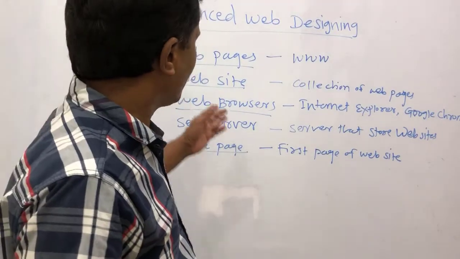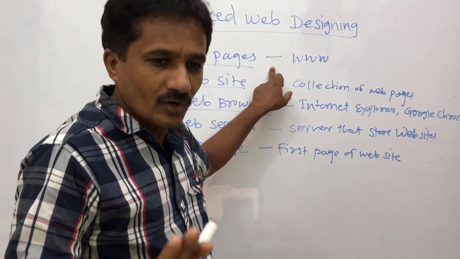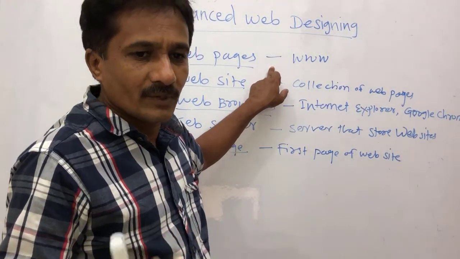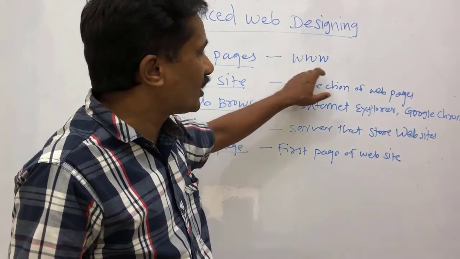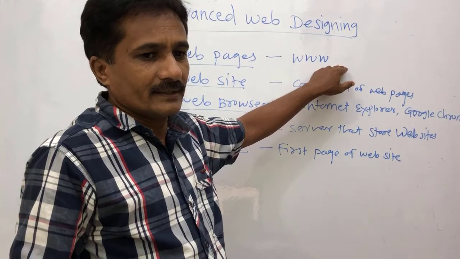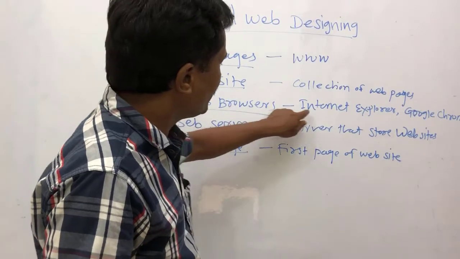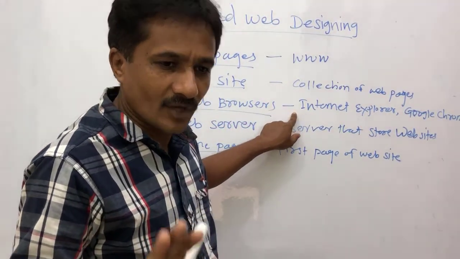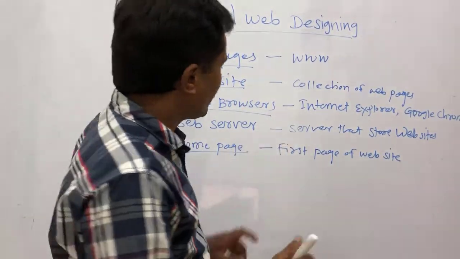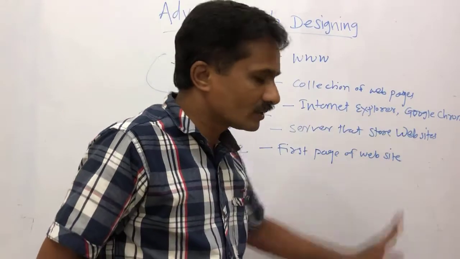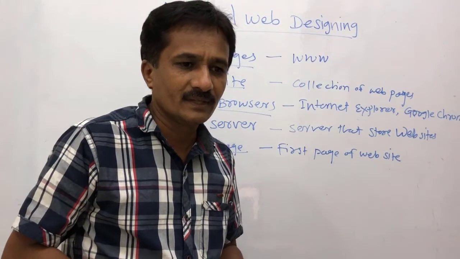I will explain these concepts again. Web pages are information or document resources on www that can be accessed through a web browser and displayed on a monitor or on screen. Web browsers are software programs through which we can access web pages. The examples of web browsers are Internet Explorer, Google Chrome, Mozilla Firefox, Safari, etc.